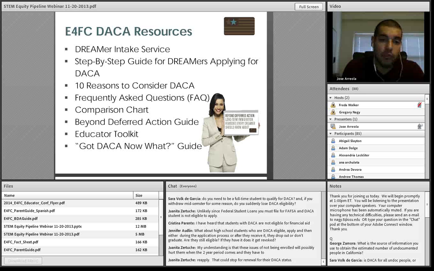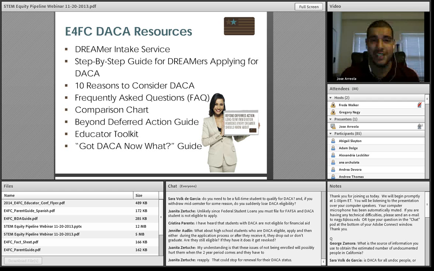In terms of resources, we have a ton. These are all housed on our website, and I did upload some of our DACA resources on this platform so all of you can take a look. On our Dreamer intake, the intake service that we do to review folks' immigration cases, we also review DACA, so we can let folks know what their status is for DACA.